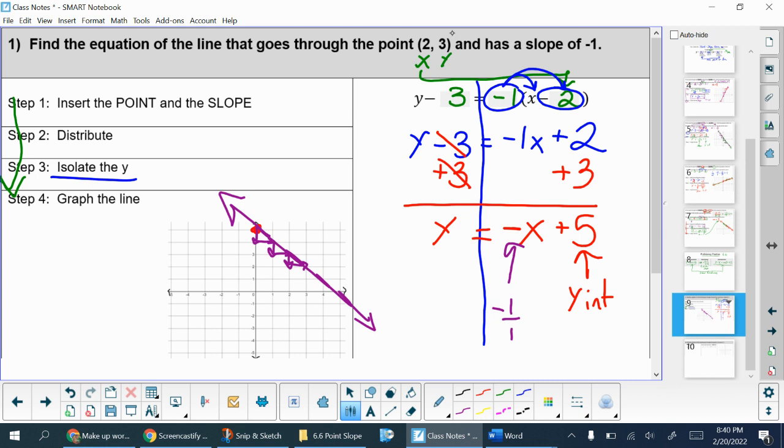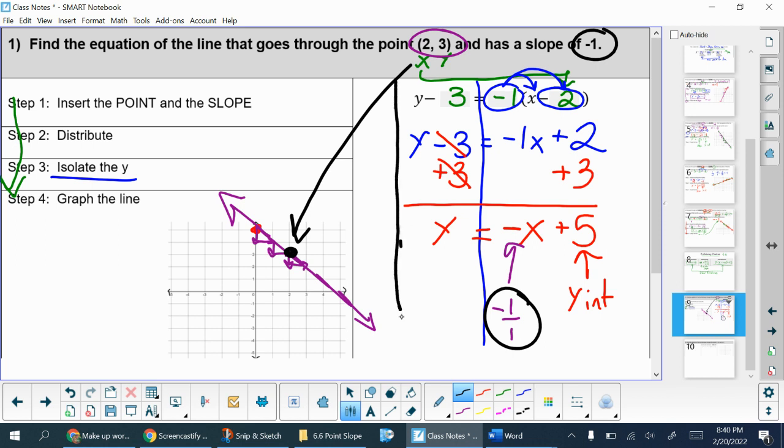A couple of things here you might want to look at. It should definitely still go through the point 2 comma 3, which it does. That's important. And if the slope here is not the same as the slope there, you messed something up. So make sure you go ahead and graph it. I'm looking for all of this work. I need to see it. It needs to look organized, and so I can follow it.